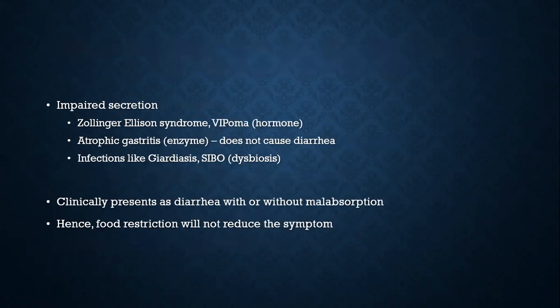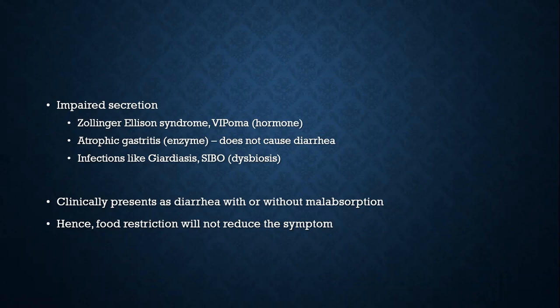Another entity of disease of GIT will be impaired secretion. Impaired secretion can be either increased or reduced secretion of a particular enzyme or hormone, and dysbiosis can also be associated. Like previously mentioned, Zollinger-Ellison syndrome is excess secretion of gastrin. VIPoma is excess secretion of vasoactive intestinal polypeptide. Atrophic gastritis is absent secretion of HCl, hydrochloric acid, in the stomach. Similarly, infections like giardiasis and SIBO can also cause diarrhea due to impaired secretion. So this also can present with diarrhea.